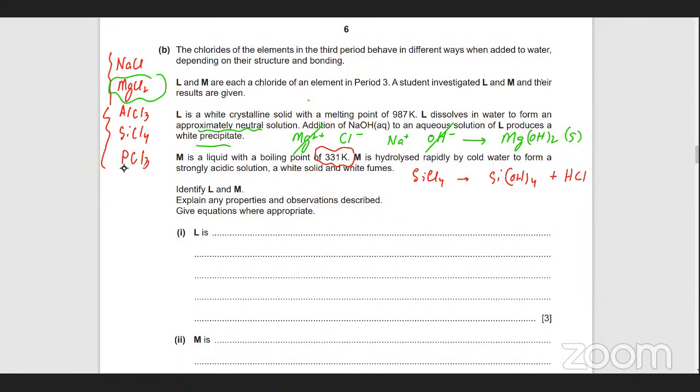Plus, when it reacts with water it would form fumes of HCl. Or he's saying it's hydrolyzed rapidly to form a strongly acidic solution of white solid and white fumes. I said this also pretty much happens with AlCl3 as well. But the only thing is that AlCl3 sublimes. It doesn't really have a boiling point. It changes from solid to gas directly. So most likely it's SiCl4.